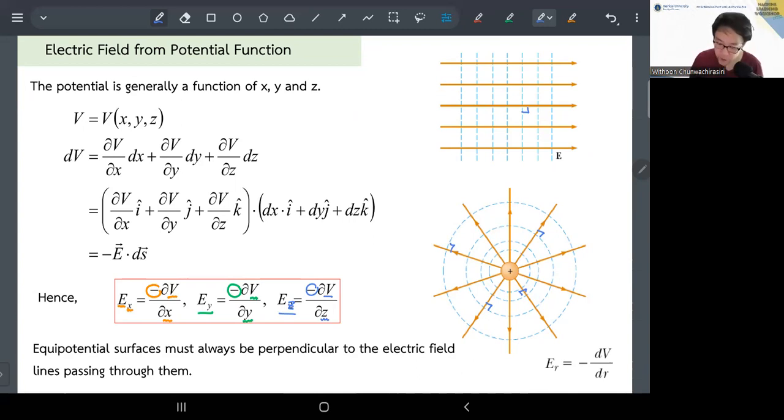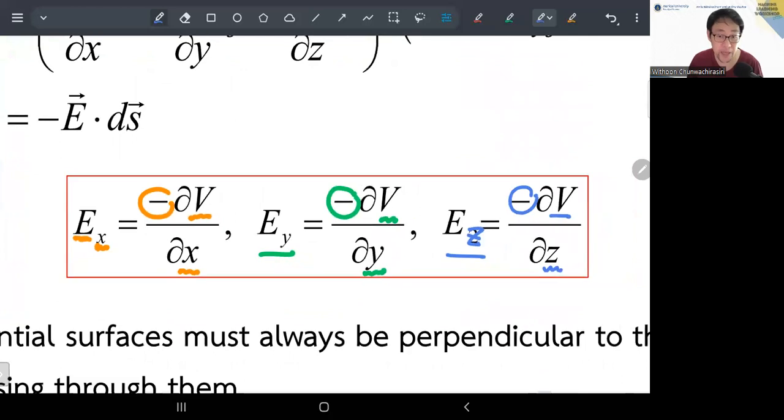And actually it works with any coordinate system. But as I said, I don't want to take you into spherical coordinates and so on, so don't worry about that. But in conclusion, this is pretty much a recipe for you if you want to connect the potential function V and the electric field vector.